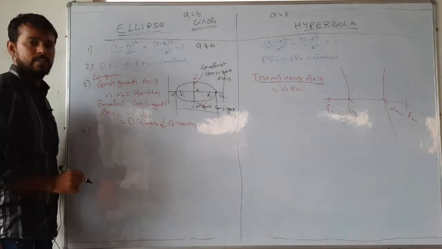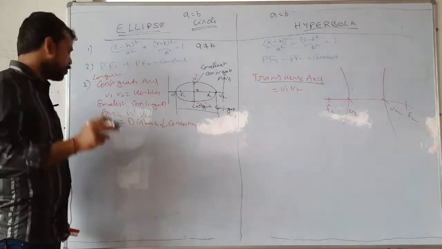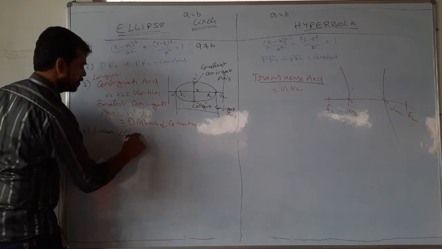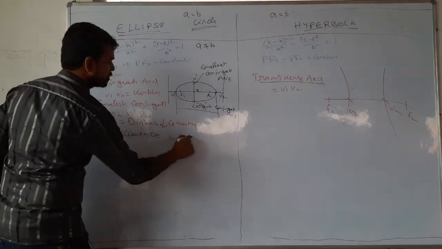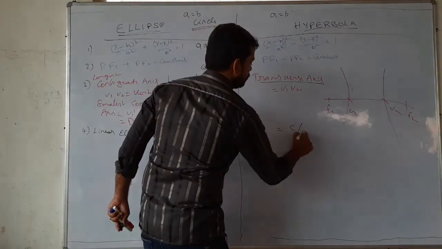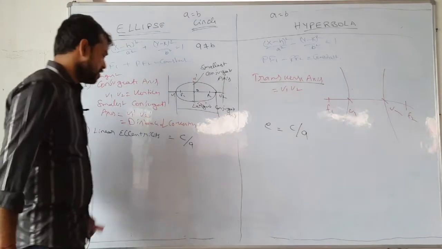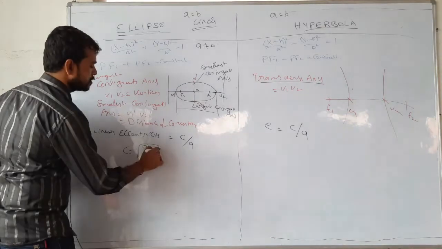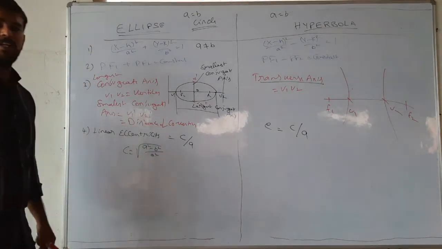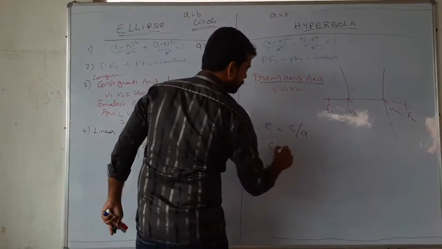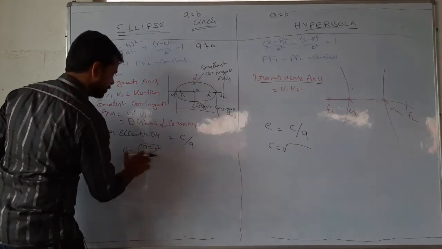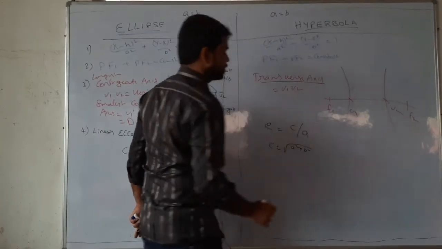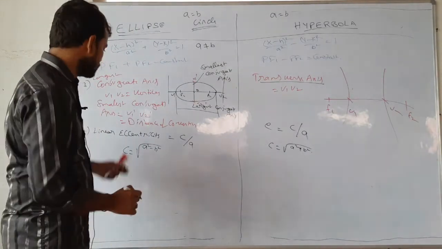Okay, so the next point is linear eccentricity. For both it is common, c by a. So what is this c? Here c is the square root of a square minus b square. Sorry, in hyperbola it is c is equal to the square root of a square plus b square. Okay, this is linear eccentricity.